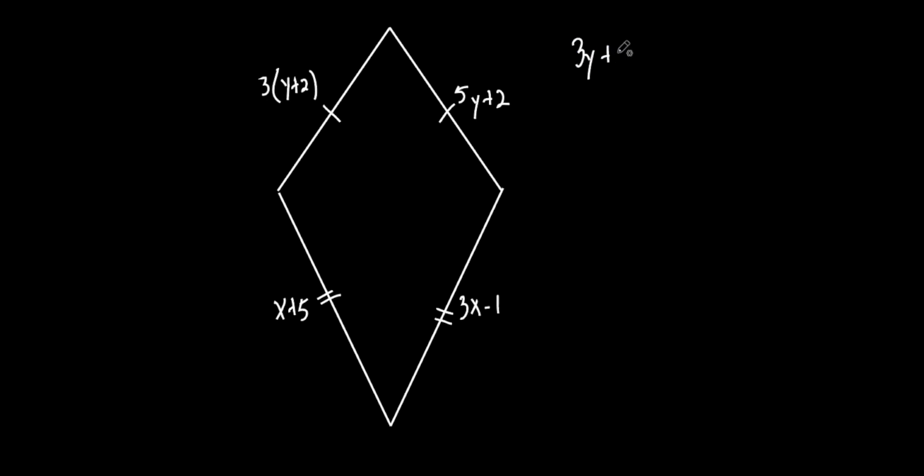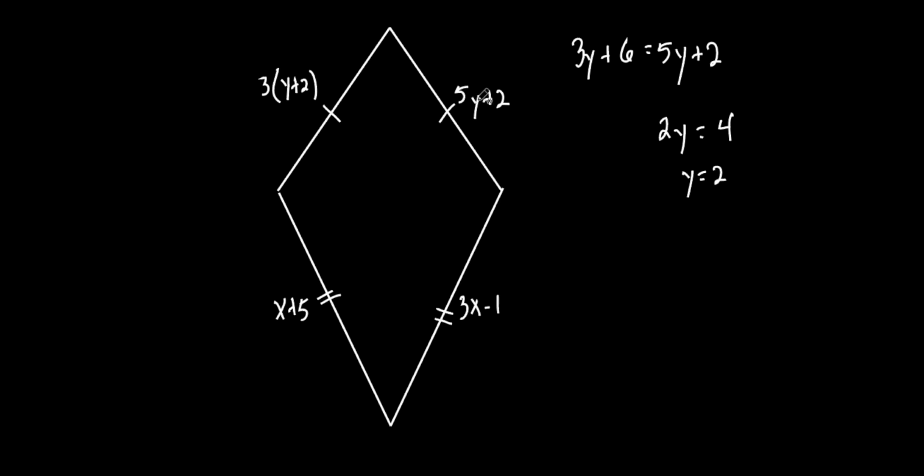3y plus 6 equals 5y plus 2, yeah? Subtract 3y from both sides, I get 2y. Subtract a 2 from both sides, I get a 4. Divide both sides by 2, y is 2. So what's the length of either one of these sides? Let's put it into this one.